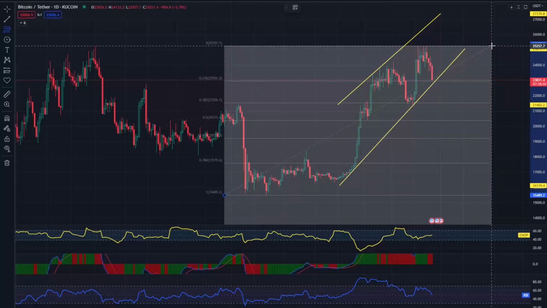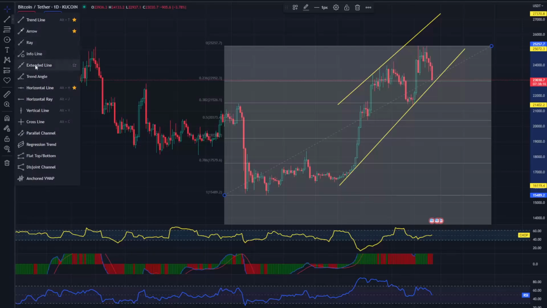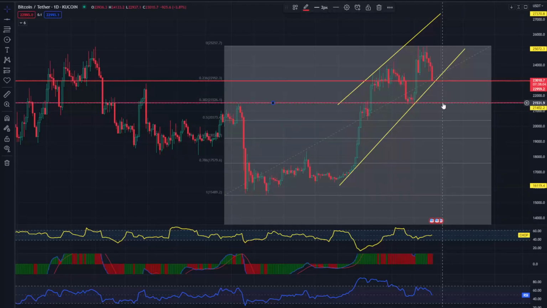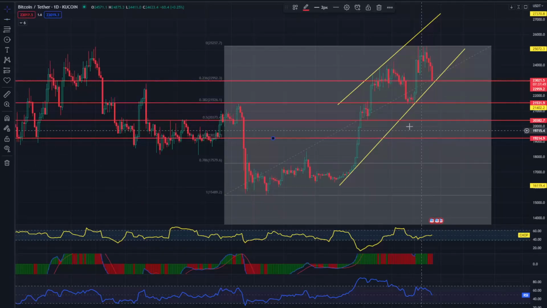Now we can move on to marking the places of support in case of further correction. And here, in the first place, it is worth marking the support at the price of $22,959, which currently held the price, but when we go lower, we can see a drop to around $21,532, then to $20,383, and even $19,215.